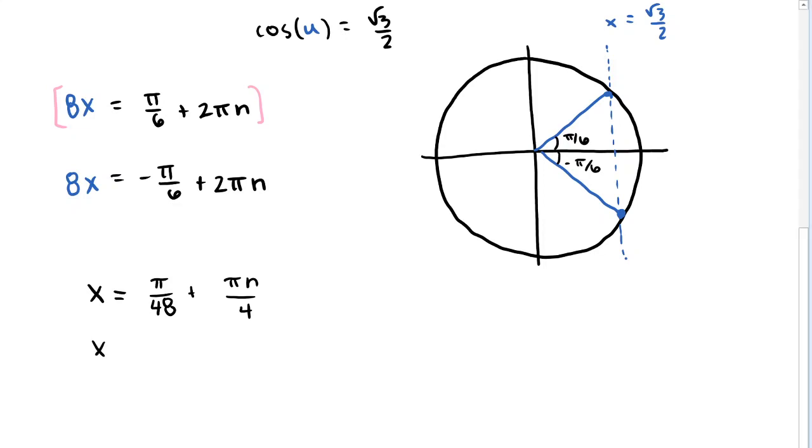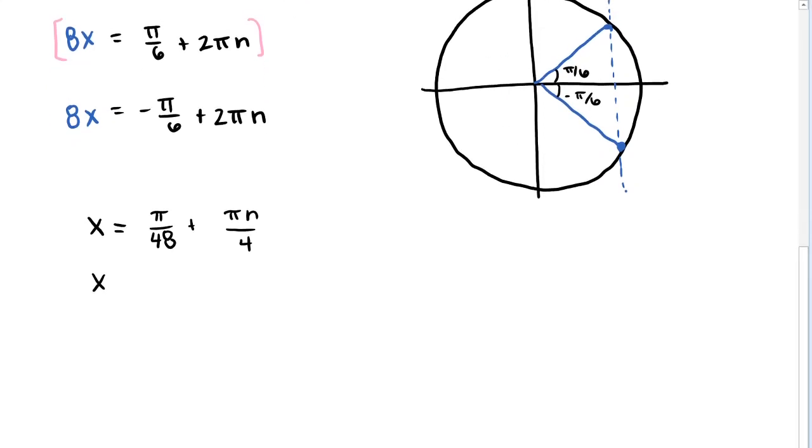And this is actually the same case for our second equation. If we divide both sides by 8, we'll get negative pi over 48 plus pi n over 4.